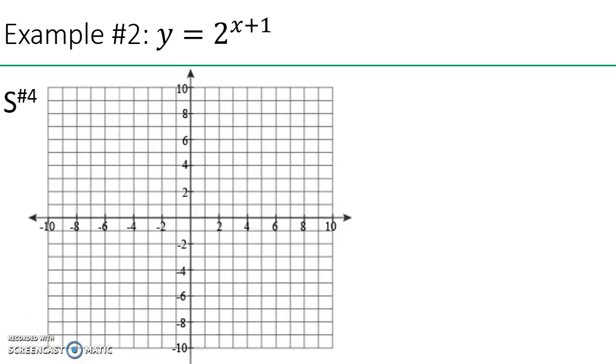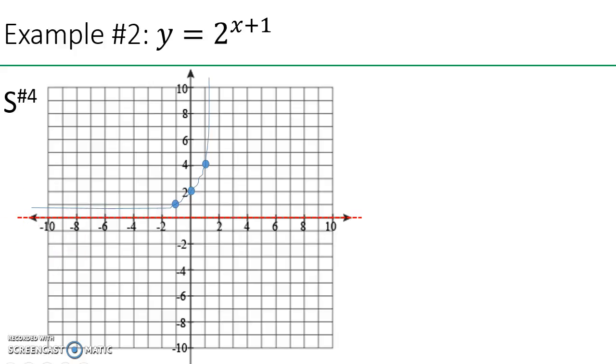So now we get ready to plot our graph. Here's my coordinate plane. Let's plot some points, shall we? Well, we know we don't have an x-intercept, but we do have a y-intercept. So my y-intercept was (0, 2), and my asymptote was y equals 0. So then we plot our additional points. (1, 4), (-1, 1), and now we draw our graph line.